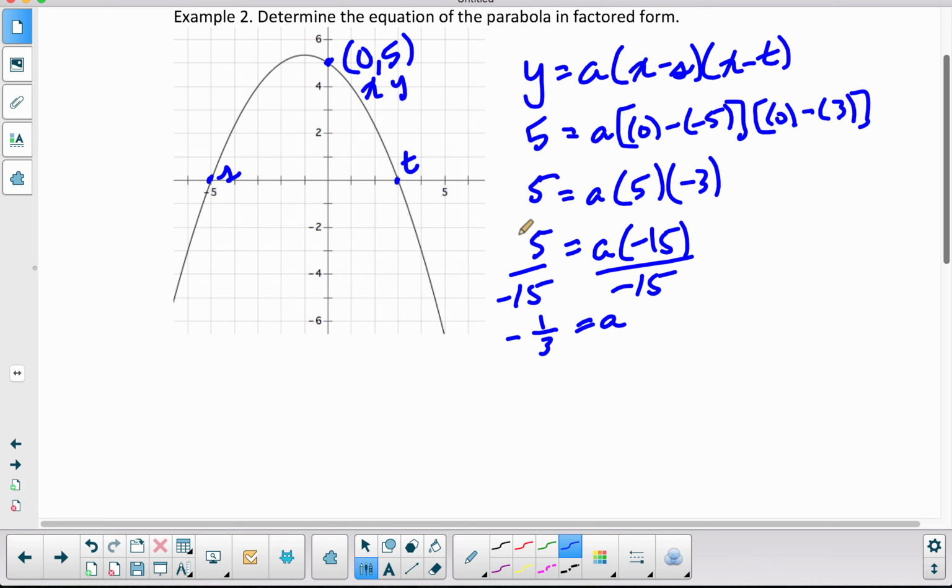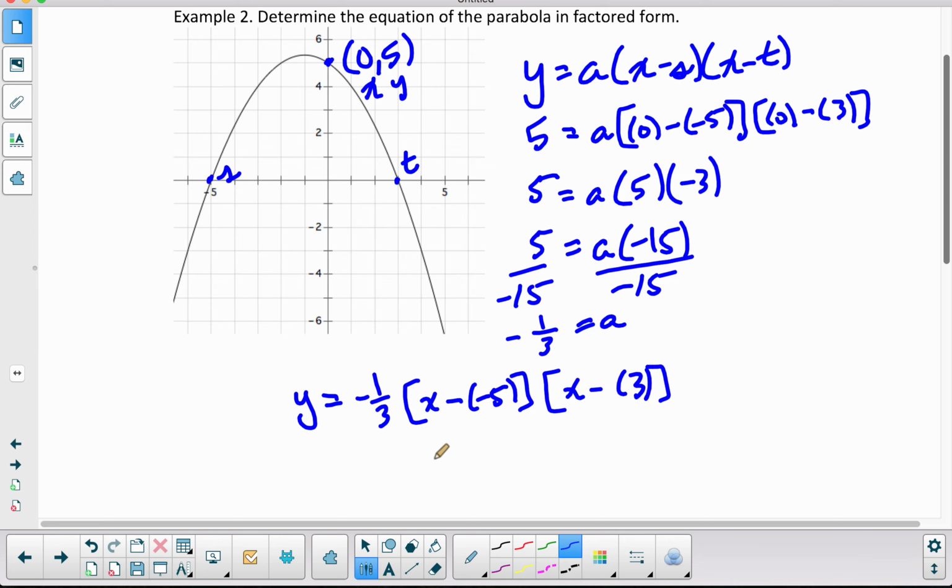Okay, now we can sub in our a, s, and t, and we'll have our equation in factored form. So y is equal to, our a value is negative 1/3, our s is negative 5, and our t is 3. So simplify. Negative 1/3 times (x, subtracting a negative is like plus 5) and (x minus 3). So there it is. There is our equation of this parabola in factored form.